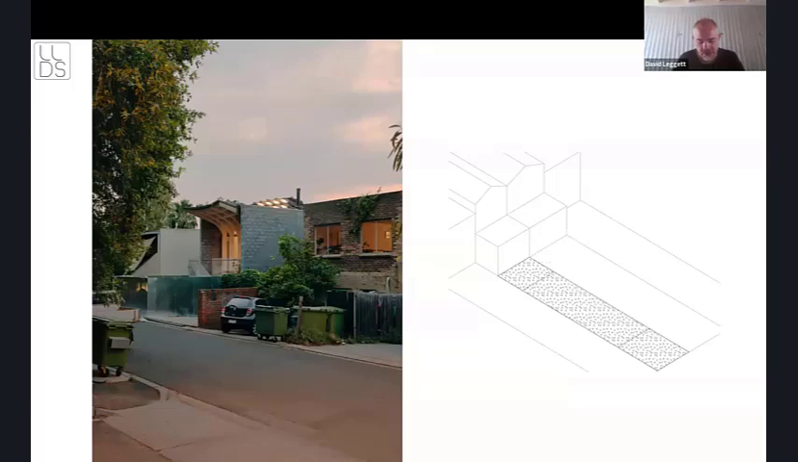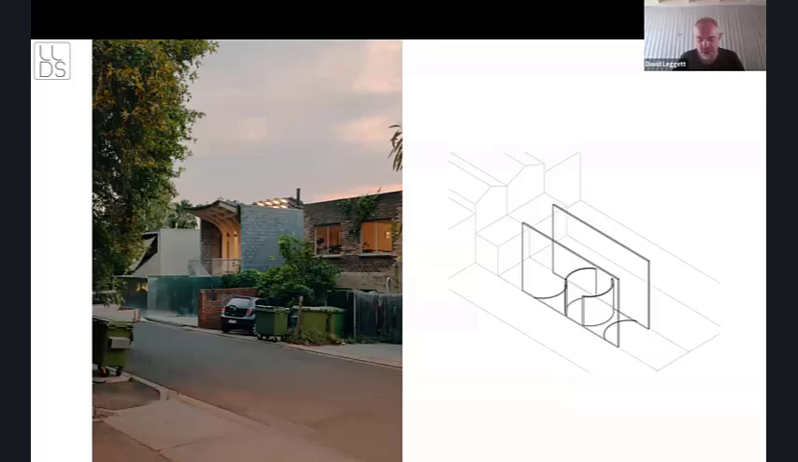So this is the street context from a public car park in Northcote. The diagram on the left gives the initial idea of raising the land to form a green roof and filling the space below with the functions required. I'll go into that in a bit more detail shortly.